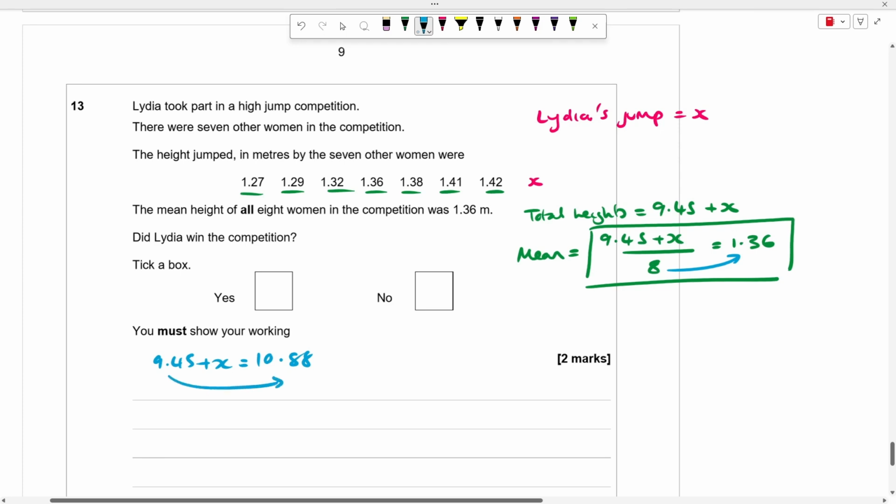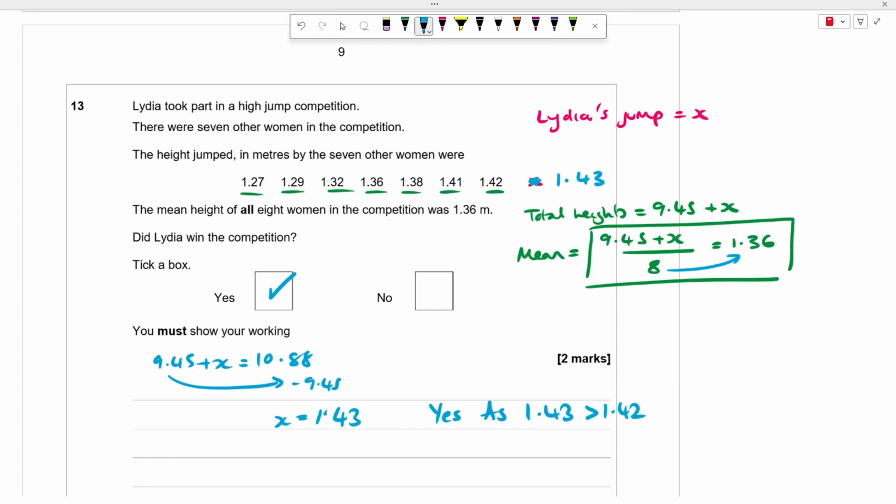Then if I take the 9.45 over to the other side by subtracting, I get an X value of 1.43. So Lydia's jump is 1.43. Now the question says, did Lydia win the competition? Looking at the scores and comparing Lydia's jump of 1.43 to the others, the answer is yes. And I can write yes, as 1.43 is bigger than 1.42, which is the second highest jump that we had there. And that concludes the end of these questions.